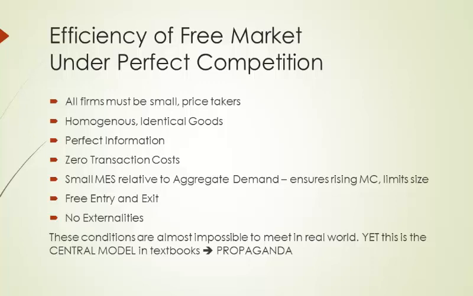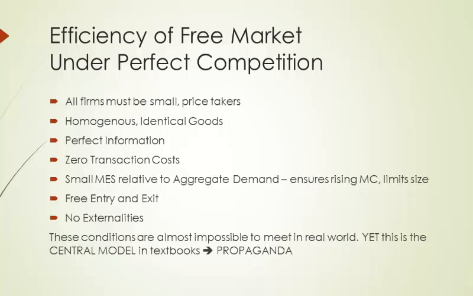You should have small minimum efficient scale relative to aggregate demand. This ensures rising marginal cost and limits the size of the firm. You should have free entry and exit in order to ensure that if any firm is making excess profits, more firms come in and reduce that excess profit. And there should be no externalities, which we will discuss later. So if any one of these conditions is violated, then the theorem fails.